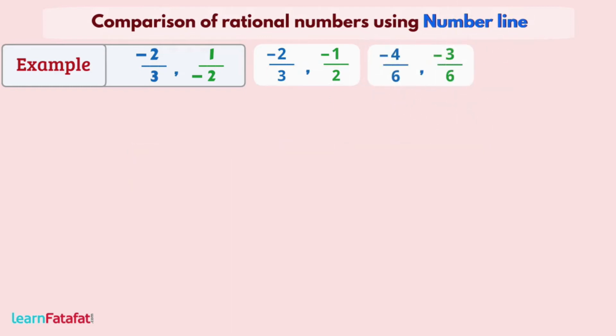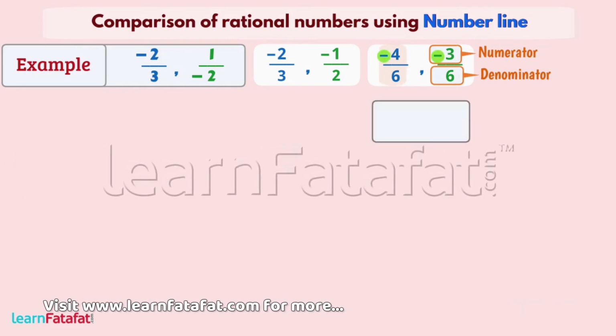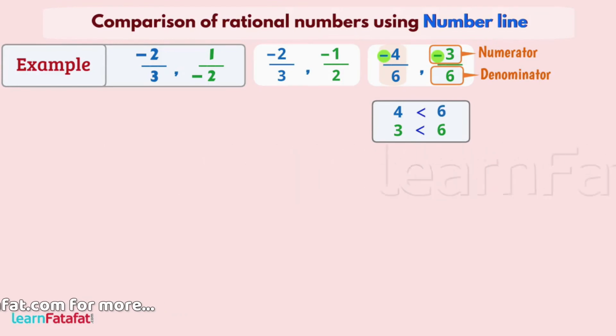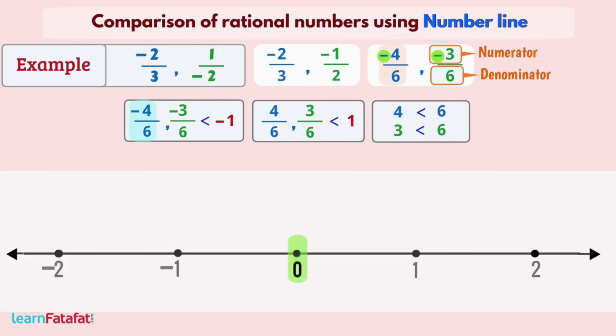Once we get common denominators, think about the numerator and denominator of each number. Ignoring the signs, we find that numerator is less than denominator, so the value of number without sign is less than 1. Considering the sign, we can say that the number is greater than minus 1. So the point for this number must be somewhere between 0 and minus 1. Similarly, the point for other number will be somewhere between 0 and minus 1. So we will draw number line accordingly.